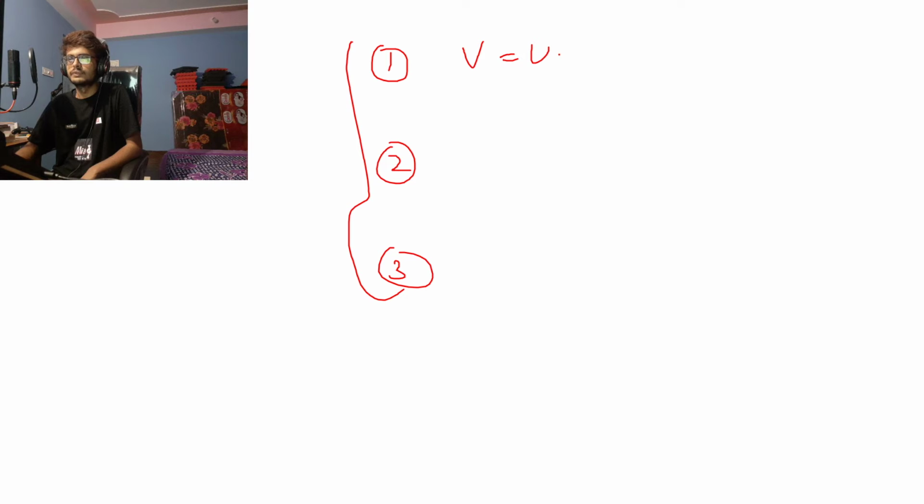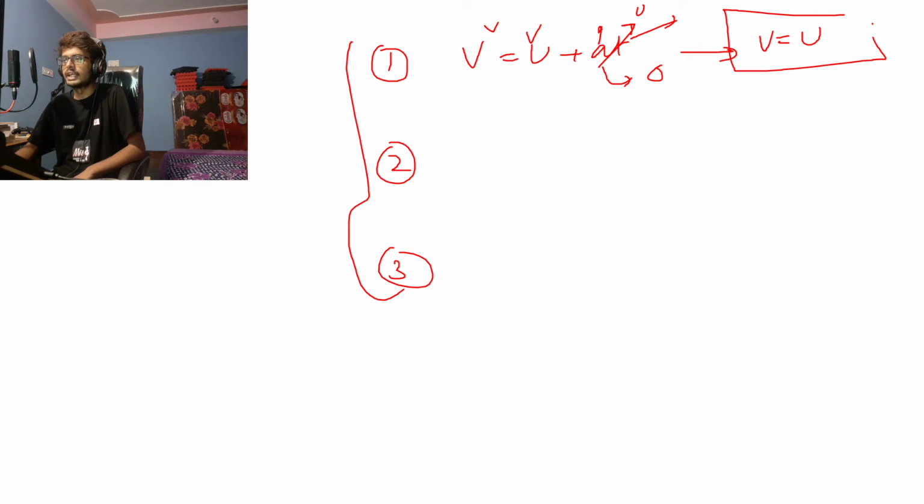The first equation was v equal to u plus at. So v is the final velocity, u is the initial velocity, a is the acceleration of the body, and t is time. So if the acceleration is 0, if your body is not changing its velocity over time, if you're not increasing or decreasing your velocity, then v will be equal to u, because this term entirely becomes 0. Since acceleration is 0, 0 into any number is 0.